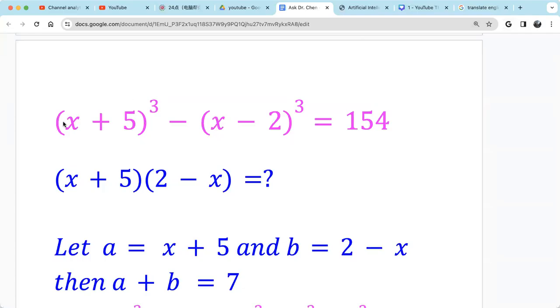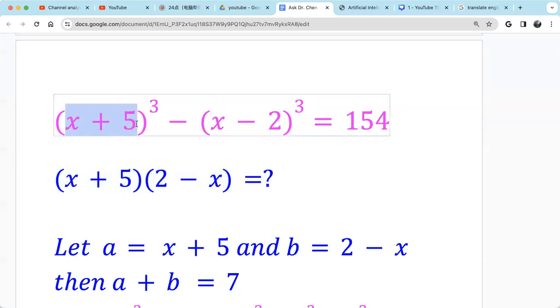Let's see this question. We have (x + 5)^3 minus (x - 2)^3 equals 154. And then we're asked to evaluate this: (x + 5) times (2 - x).